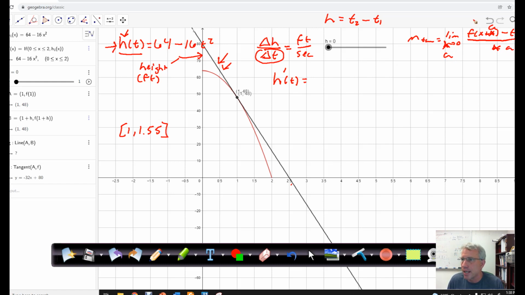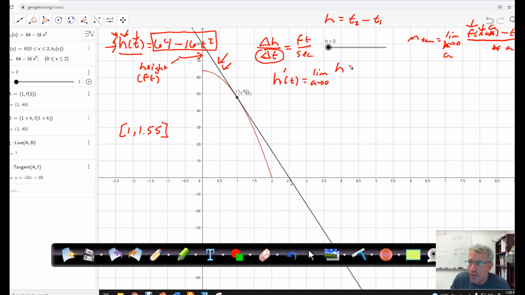And I want to recognize that instead of f, my function's name is h, and instead of x, my variable name is t. So I'm going to go ahead and set up the difference quotient for this height model. I need to take the limit as a goes to 0. I'm using a instead of h. So I'm going to take the limit as a goes to 0 of the difference quotient.